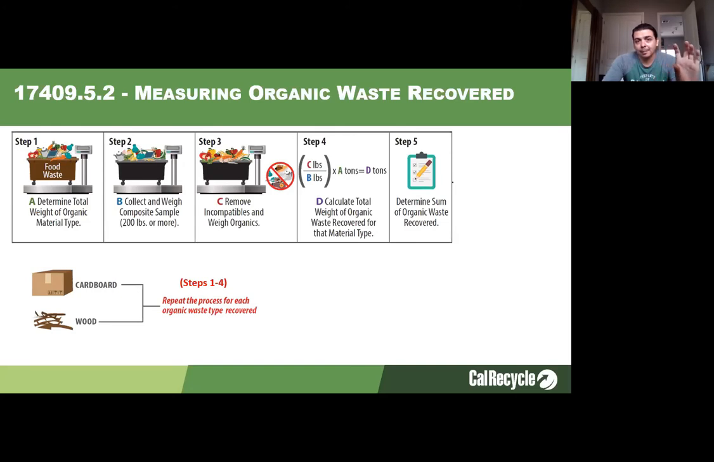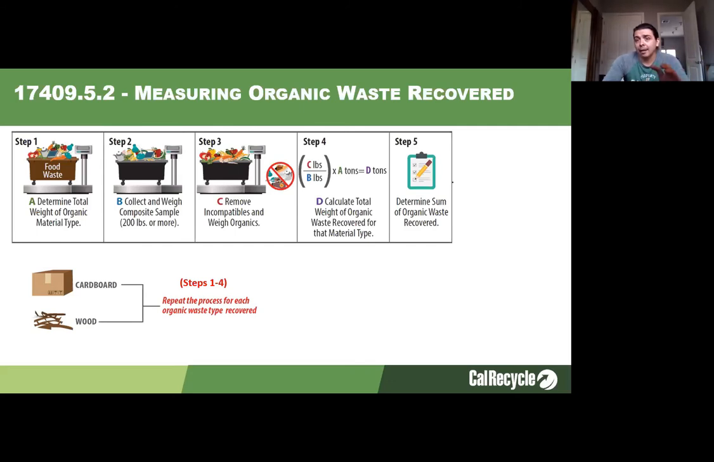And then these steps 1 through 4 are going to be repeated for each waste type leaving the facility. So as I said, if you have food or green waste going off-site to a compost site, that's one sample. If you have cardboard going to another facility, that's another sample. So this gets repeated for each waste type leaving the facility for that operation.